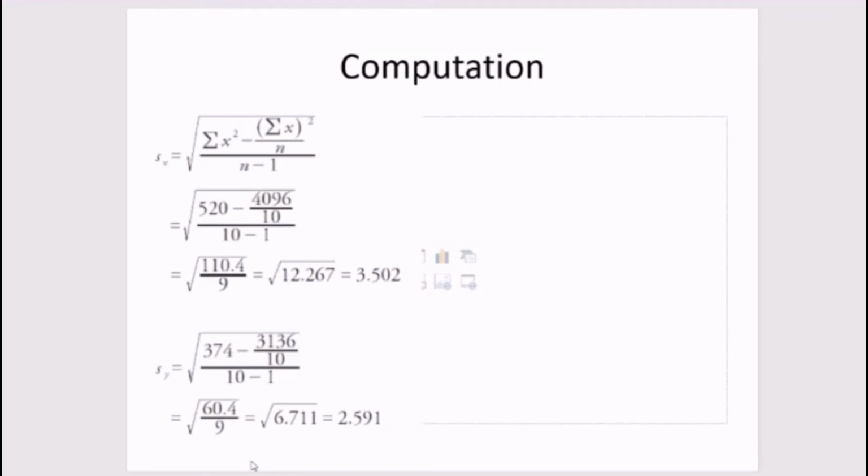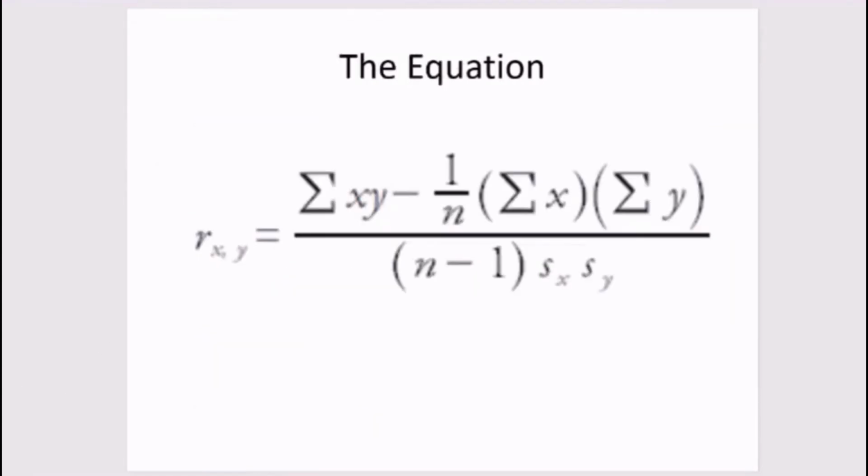Okay. Nakuha ninyo 2.591? Yes, sir. S sub y. Okay, very good. So, kumpleto na ta. Going back to our general equation, kumpleto na ta: sigma xy, n, sigma x, sigma y, S sub x, and S sub y. Okay, let's proceed.